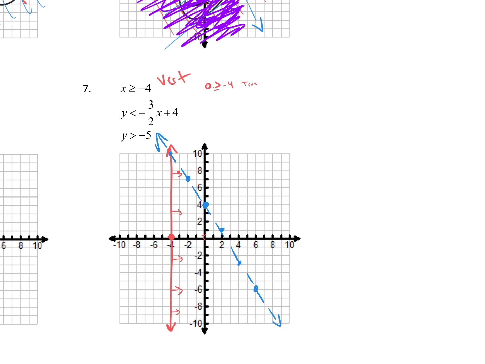Okay, what if I test that one? 0 is less than 4. That's true. So with the blue line, I know I'm shading below it, towards (0, 0), because it's true. You shade towards the point you test if it was true.